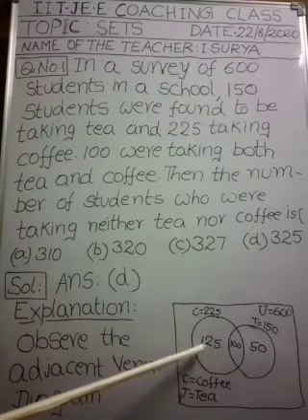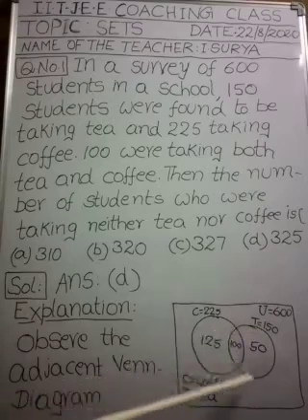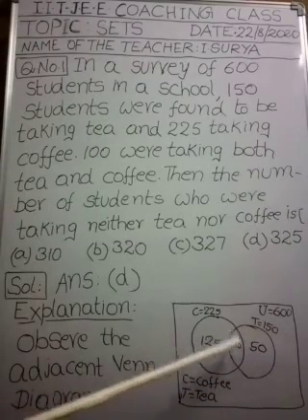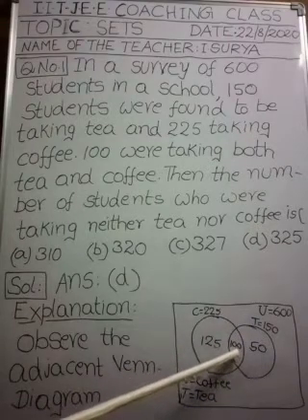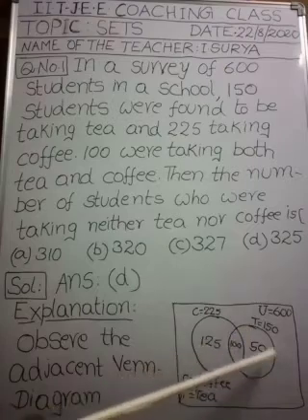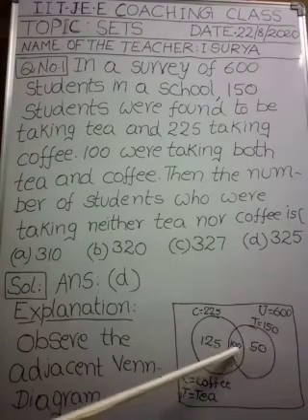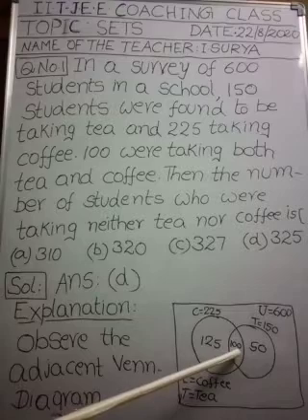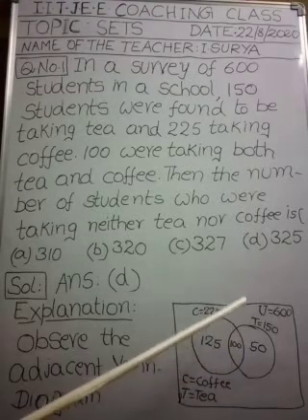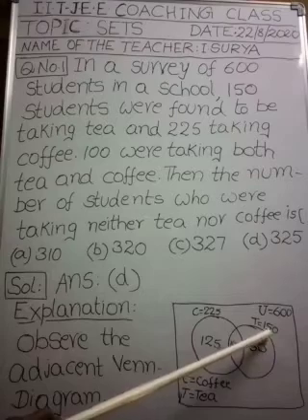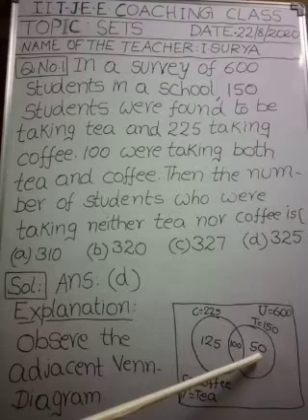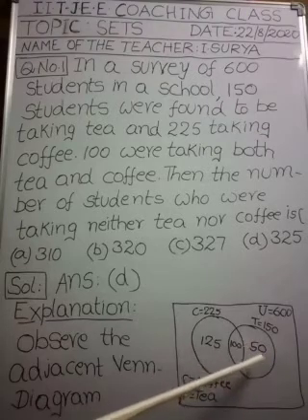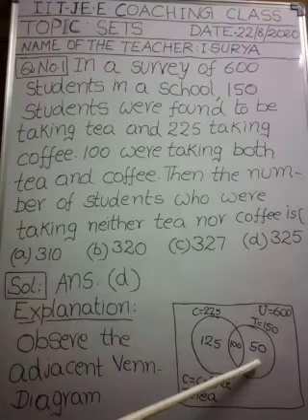Only coffee. Similarly, come to this circle. In this entire circle, a total of 150 students should be there. Observe this circle. Already 100 students are there. So how many students are left here? 150 minus 100, so this is 50. This number 50 denotes the number of students who take only tea.